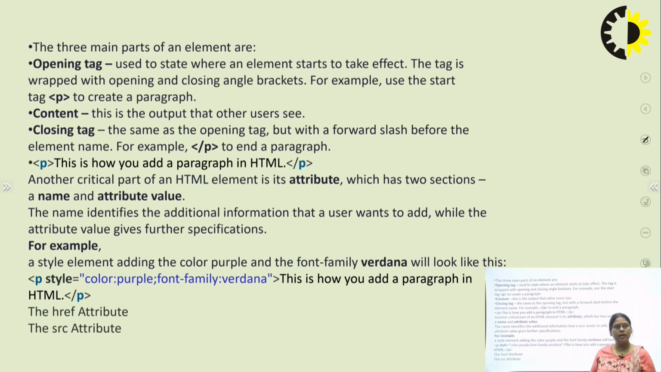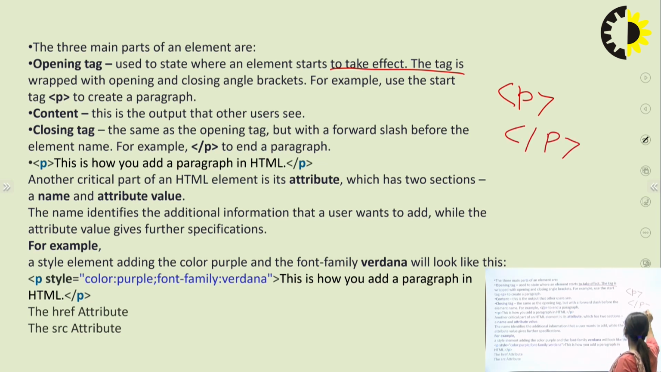Now the first is the opening tag. It is used to state when an element starts to take effect. The tag is wrapped with opening and closing angle brackets. For example, we put this P tag to create a paragraph. Suppose I want to create a paragraph, then we put the tag P. Once we write the content under this paragraph, there is a need to close that tag also.